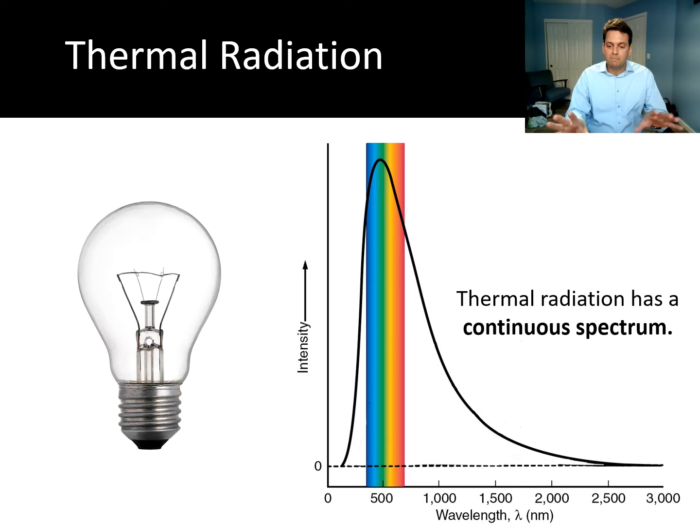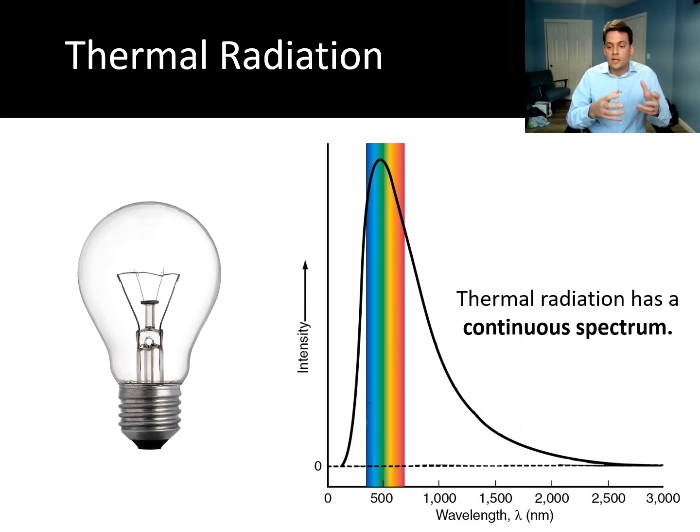That's just a statement. If you want proof, I would love to give you a proof. The math is a lot of fun, and this is a classic problem in statistical mechanics. But we're not going to do that. I'm just going to tell you right now that thermal radiation, because of the random motion of particles, produces a continuous spectrum.